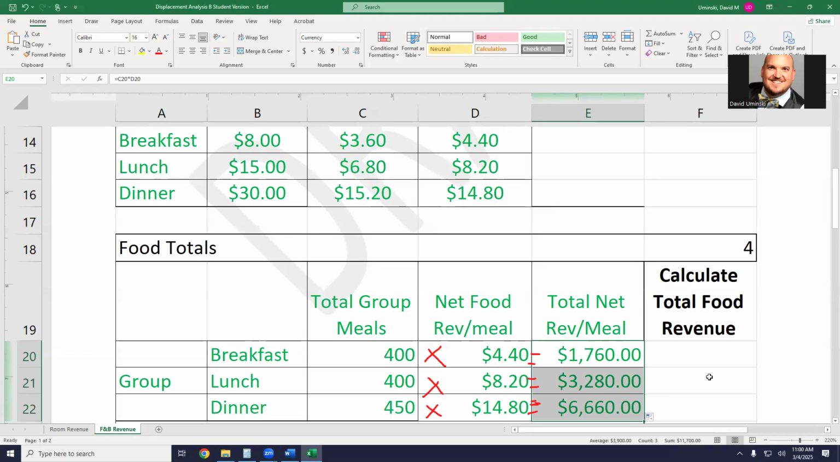Multiply straight across. 400 times $4.40 is 1,760. For our lunch, our total net revenue is 3,280. And our dinner, our total net revenue is $6,660. Okay. Questions about how we got that total net revenue? No? Okay.